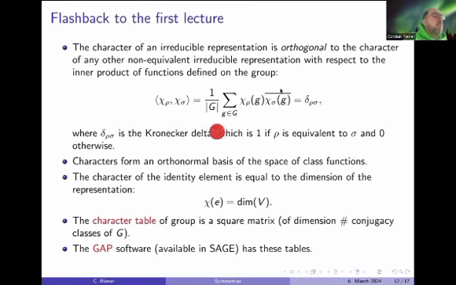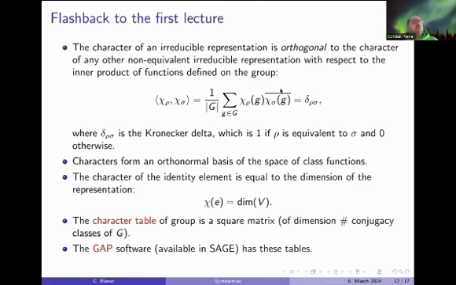Okay, so the important thing is that this is 1 if and only if it's the same irreducible character, otherwise it's 0. So these characters of irreducible representations actually give an orthonormal basis of the space of class functions. This is not directly obvious from here, but it's not hard to see.